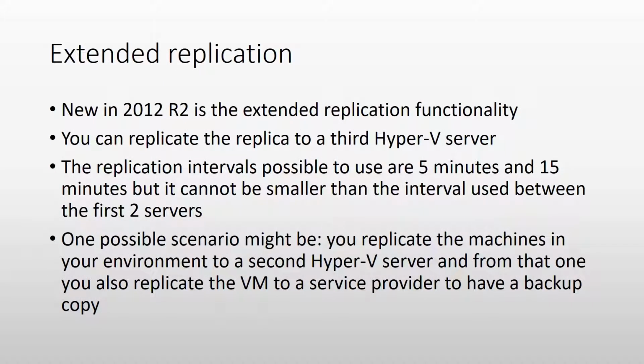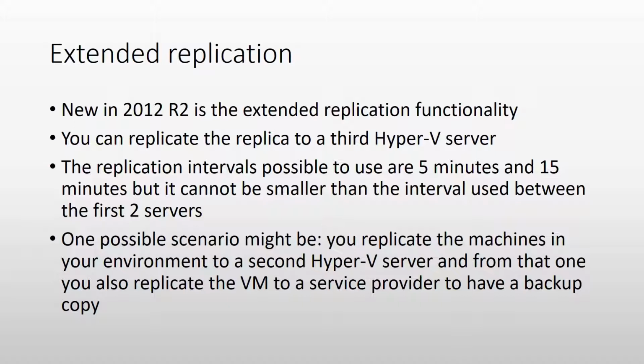Now, something new in Windows Server 2012 is the possibility to have an extended replica. What this means is that from your replica machine, you can initiate another replication to a third Hyper-V host. This replication can be done only at 5 or 15 minutes, but this value cannot be lower than the value of the replication between the two primary servers. So you cannot replicate on the two primary servers at 15 minutes and then replicate to the third one at 5 minutes.